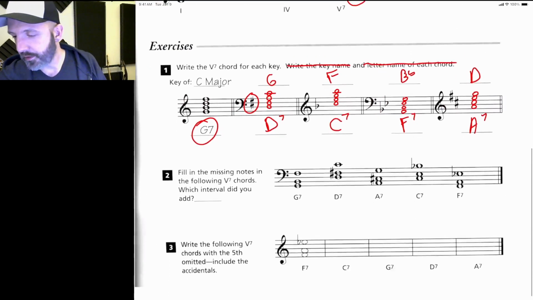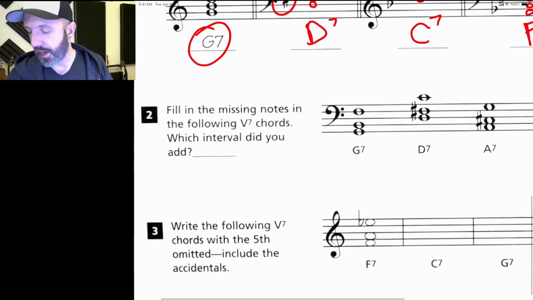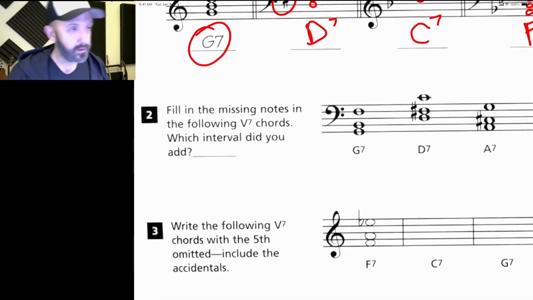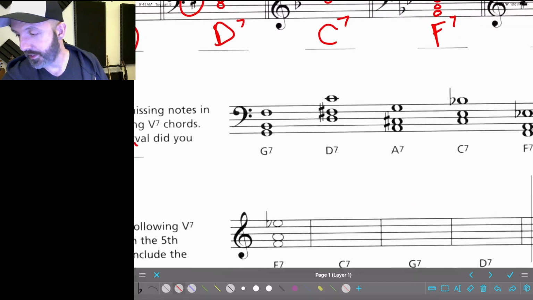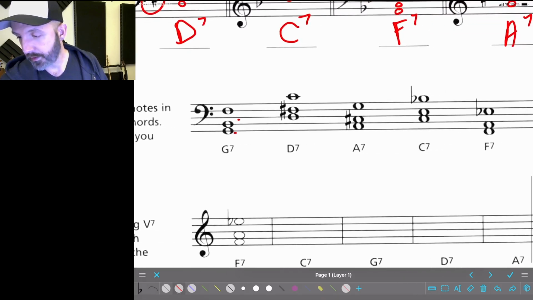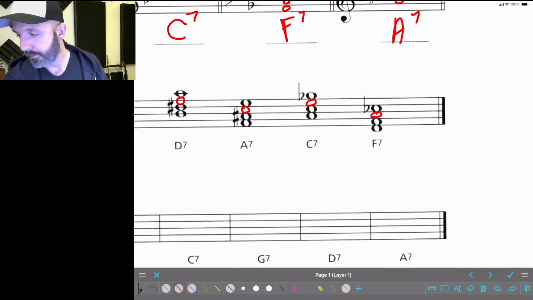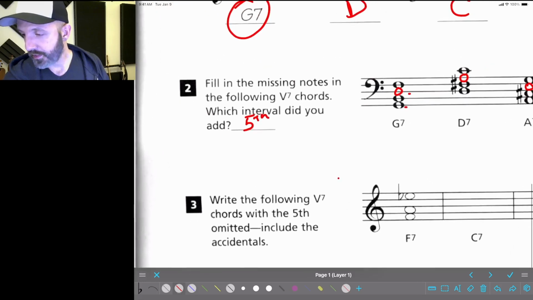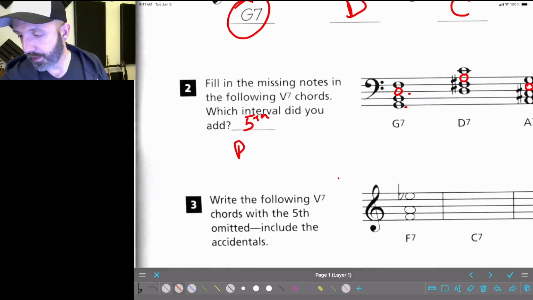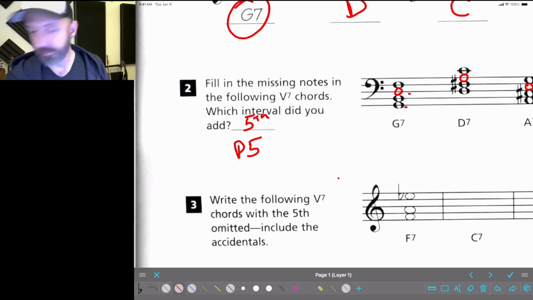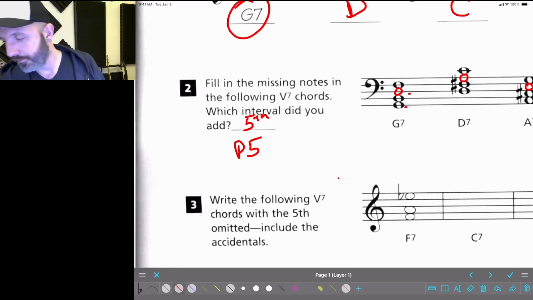All right, fill in the missing notes of the following 5 chords. Which interval did you add? They're kind of reinforcing this idea that they're adding the 5th in all these. If we go here, root, third, the 5th is missing. So we're going to write that in. And then the 7th. Same deal here, same deal there. Okay. Fill in the missing notes in the following. All right. Okay, the 5th. If you want to get technical, you can say perfect 5th, but a 5th, I'm not going to lose sleep over it.